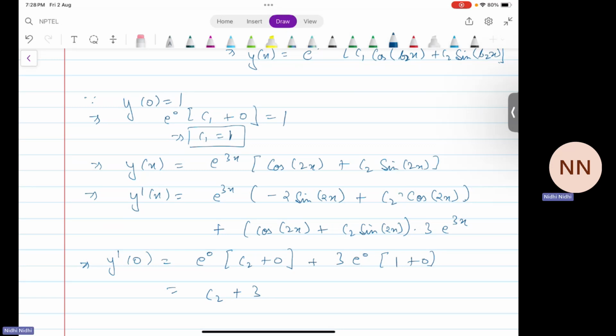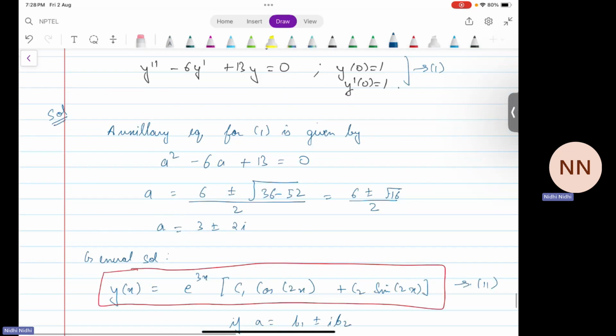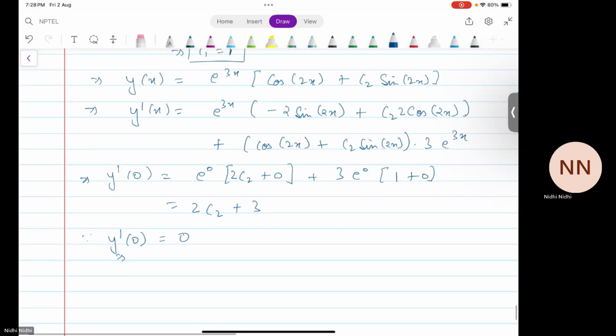It should be 2 cos 2x. So we should have 2c2. So we were given that y dash(0) is equal to 1. This implies 2c2 plus 3 is equal to 1, which implies c2 is equal to minus 1.